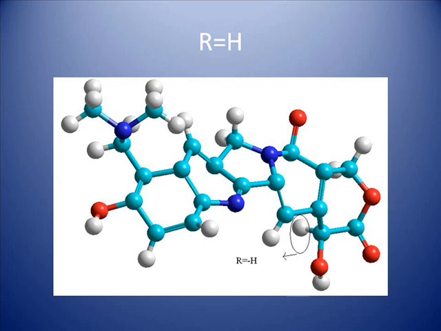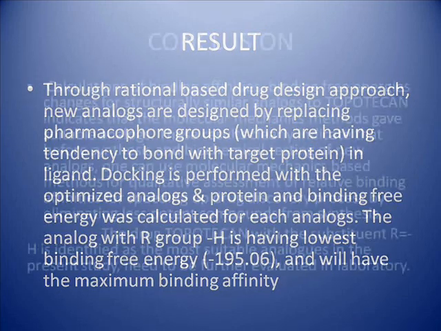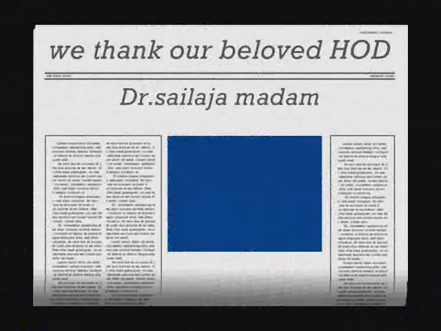The final result we obtained was that the analog with R group H has the lowest binding free energy and will have the maximum binding affinity. So we conclude that these results clearly indicate that before synthesis and biochemical testing of new analogs, one can use molecular mechanics based methods for qualitative assessment of relative binding affinities, speeding up the drug discovery process by eliminating less potent compounds from synthesis.